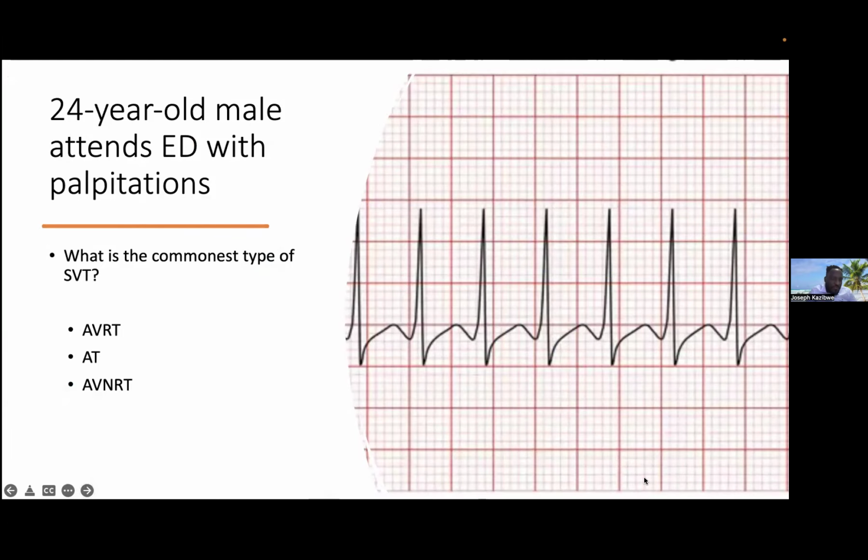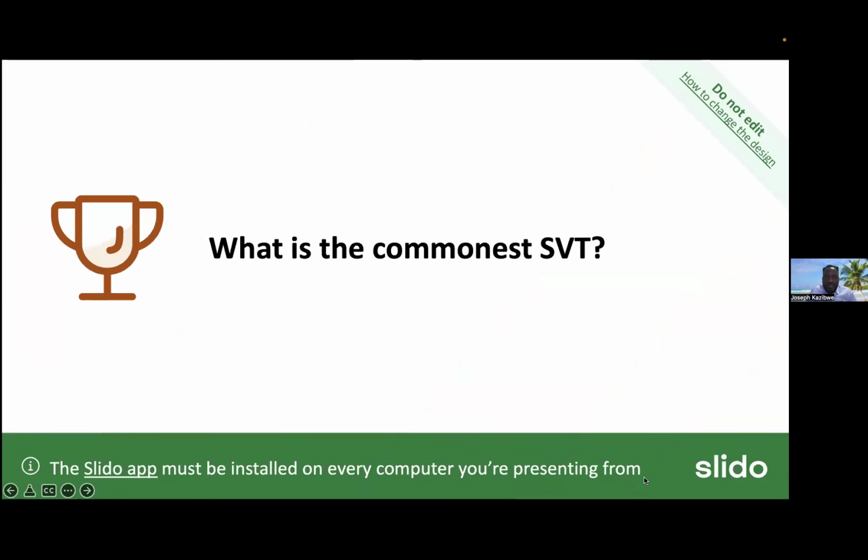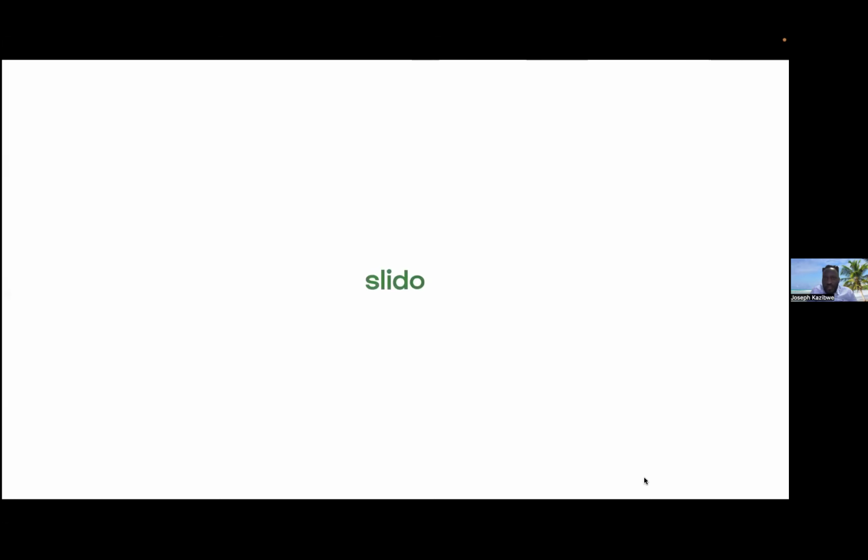I'm going to try to make it a little bit interactive. We have a 24-year-old male who attends ED. Today will be mainly based in ED, everybody. The first question is, what is the commonest type of SVT? We have a narrow complex tachycardia there. The options are AVRT, AT, and AVNRT: atrioventricular reentry tachycardias, atrial tachycardias, and atrioventricular nodal reentry tachycardias.